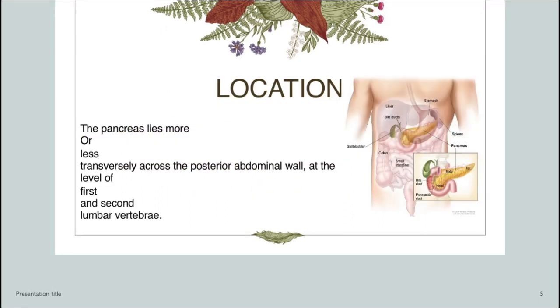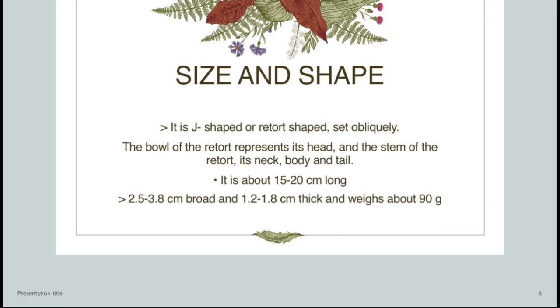Location: the pancreas lies more or less transversely across the posterior abdominal wall, at the level of the first and second lumbar vertebrae. The size and shape: it is J-shaped or retort shaped, set obliquely. The ball of the retort represents the head, and the stem of the retort, its neck, body, and tail.